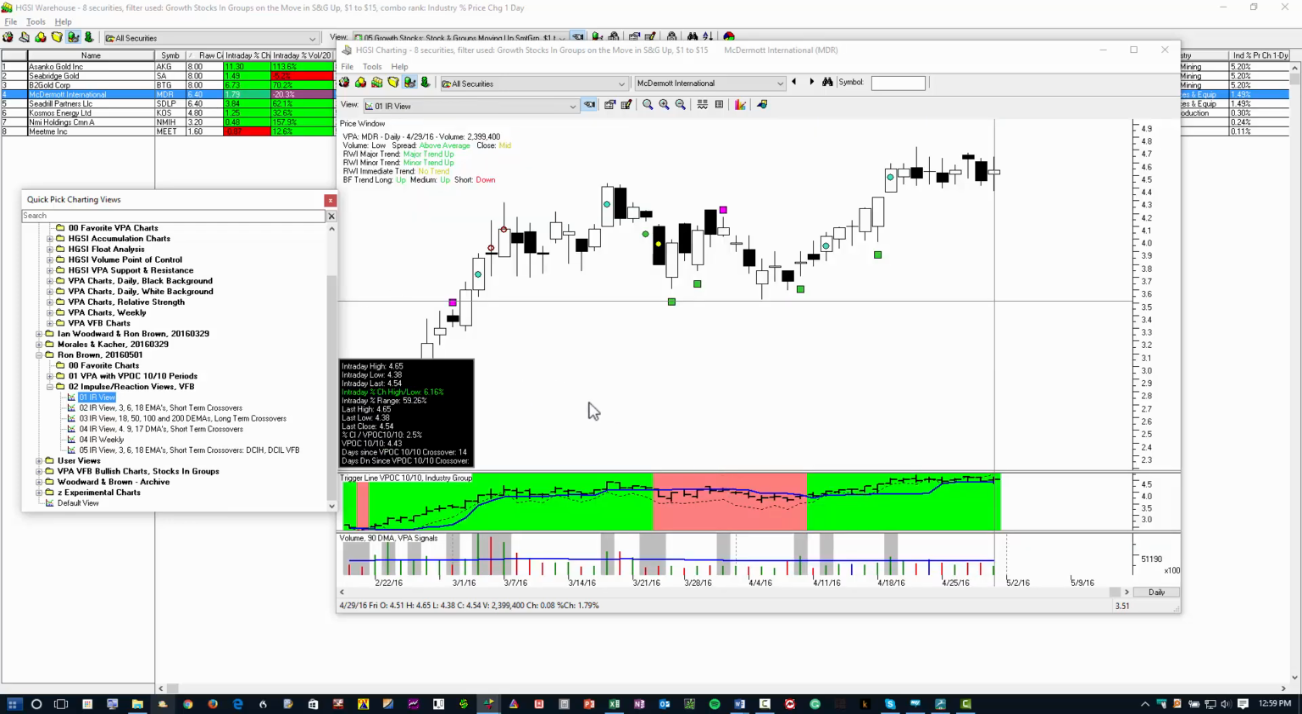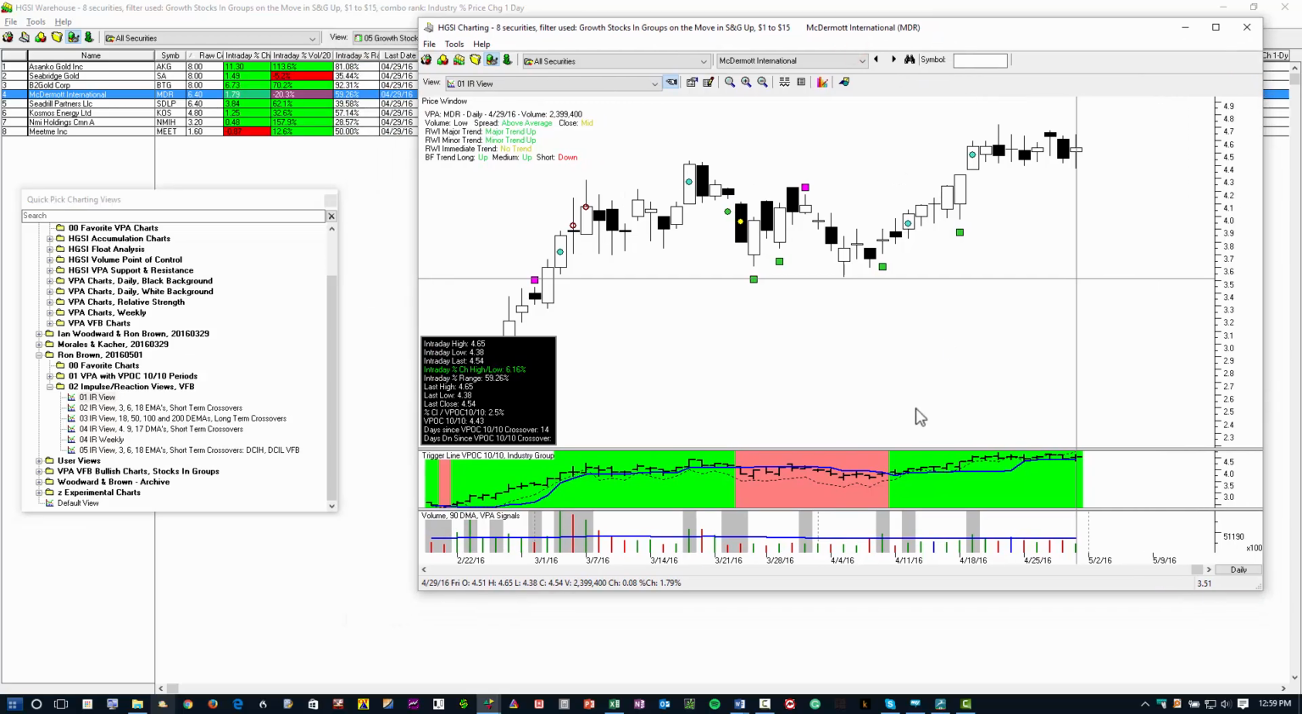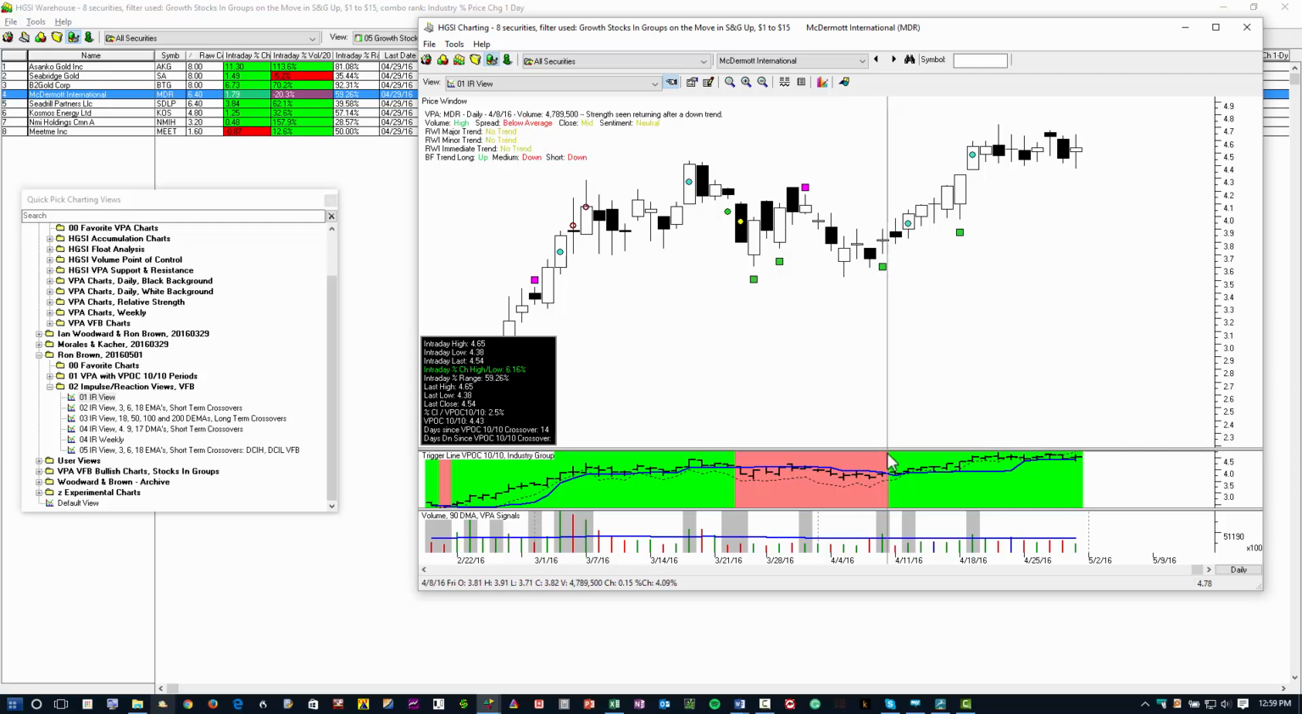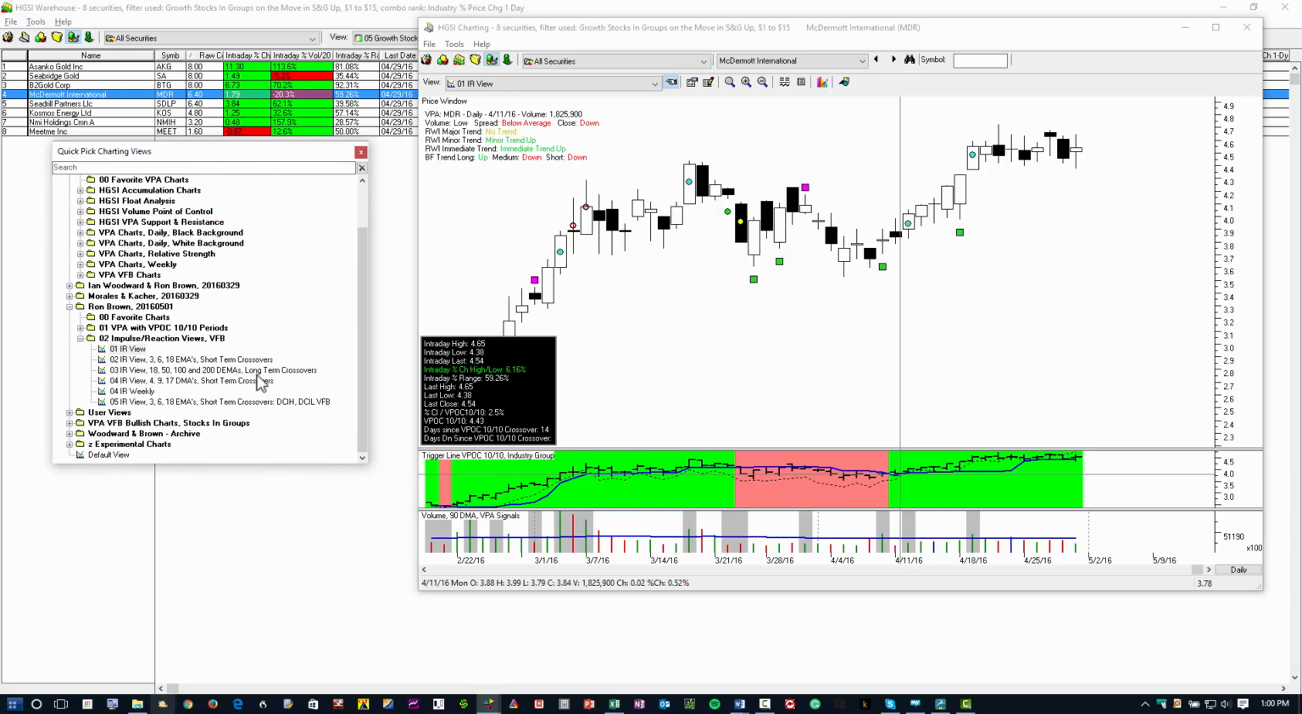This is a visual filter back test. You can see when it goes from a negative volume point of control to a positive volume point of control, and just a very clean chart with the VPA signals right here. This information over here in the warehouse view will come into play later. That's going to be for risk control and position sizing, and that'll be part of a spreadsheet that I'm putting together.